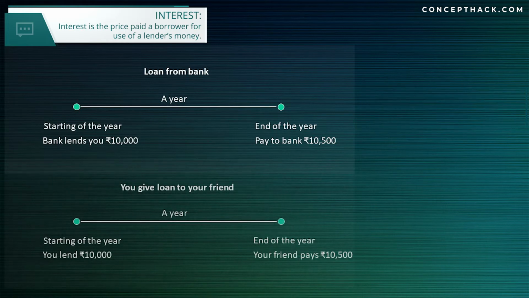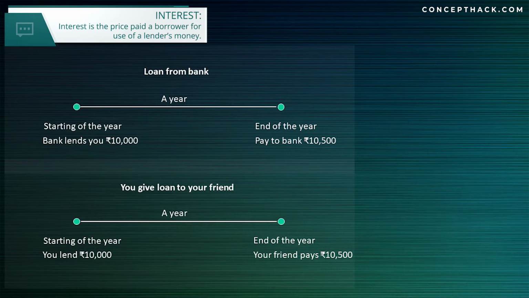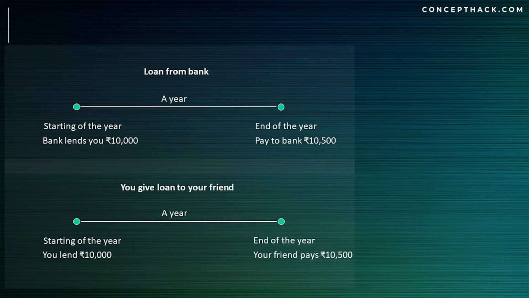In the second example, you have lent rupees 10,000 to your friend, and at the end of the year, your friend will pay you back rupees 10,500. In this example also, the excess amount of rupees 500 received is known as interest. In the first example, you paid interest for using the bank's money for a year. And in the second example, your friend paid you interest for using your money for a year. So this is how we can understand the definition of interest.